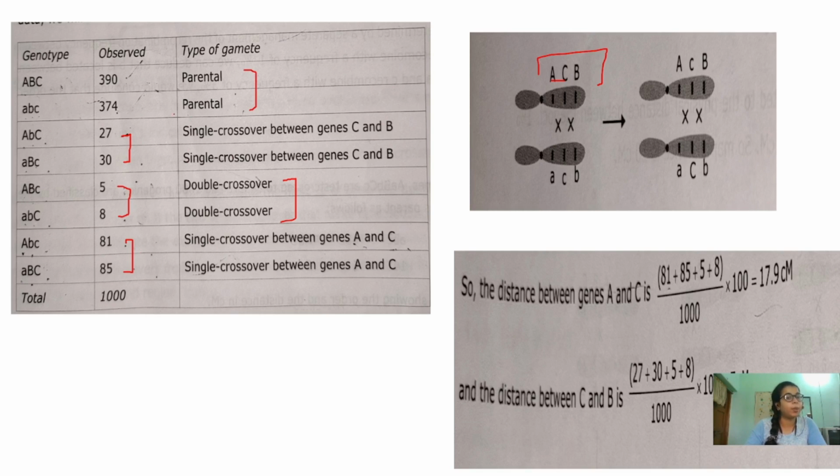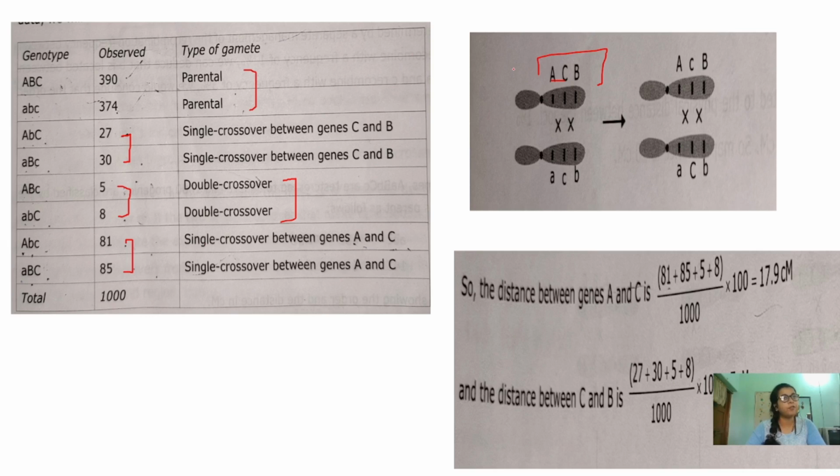Because in the exam only the genotype and observed value will be given, you need to find out which one is parental, which one is double crossover, which is single crossover 1 and 2. For that I have given you this simple trick. And if you want to cross check, you can cross singly as well as doubly with the parental combination, so that you are sure the type of gamete you have written is correct or not.